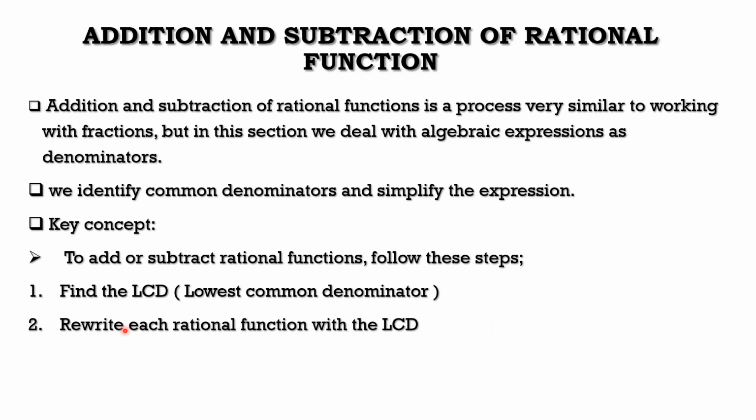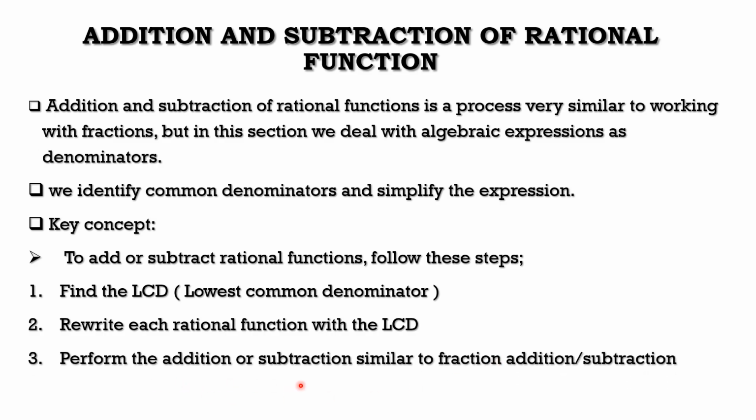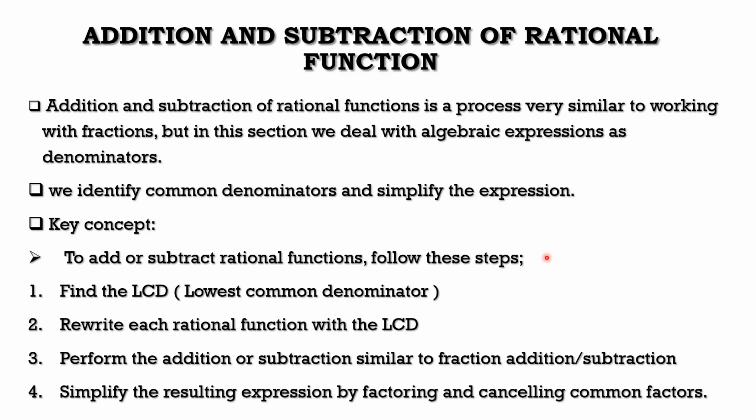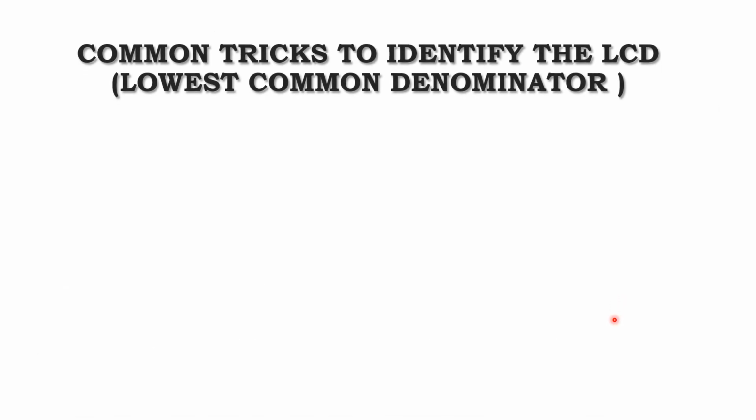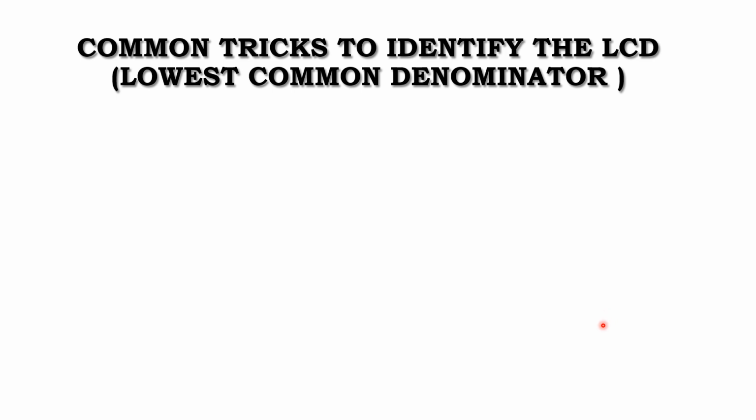Then step two is to rewrite each rational function with the LCD. Here, perform the addition or subtraction similar to fraction addition or subtraction. How we do fraction addition and subtraction, we perform similar activity here. The fourth one is to simplify the resulting expression by factoring and cancelling common factors as we've learned earlier. So now, let's see some common tricks to identify the LCD, which is the lowest common denominator.